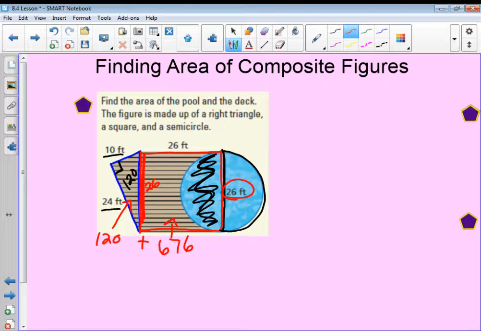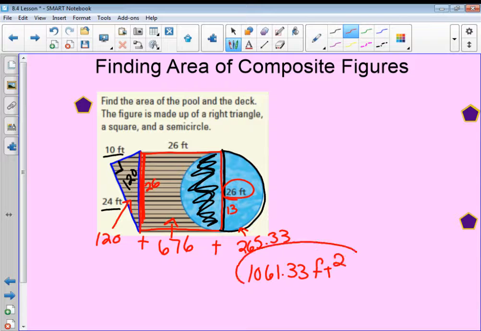And now I'm going to do my semicircle. So pi is 3.14 times my radius, which is just 13. 13 squared is 169. Now I'm going to divide by 2 because it's only half of a circle. It gives me 265.33. Final step is to add all of these together. And when I add them, I get 1,061.33. Units were feet squared.